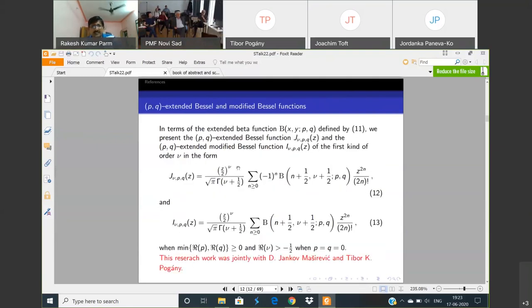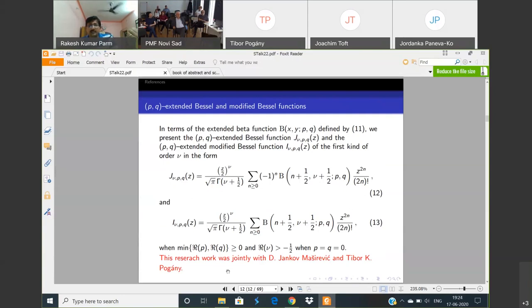In terms of the extended beta function defined by 11, we present the pq-extended Bessel function and the pq-extended modified Bessel function of the first kind of order nu in the series form represented by 12 and 13. Here, the Bessel function is represented in terms of the beta function. If we put p equal to q equal to 0, equations 12 and 13 reduce to the classical definitions of the Bessel function and modified Bessel function.